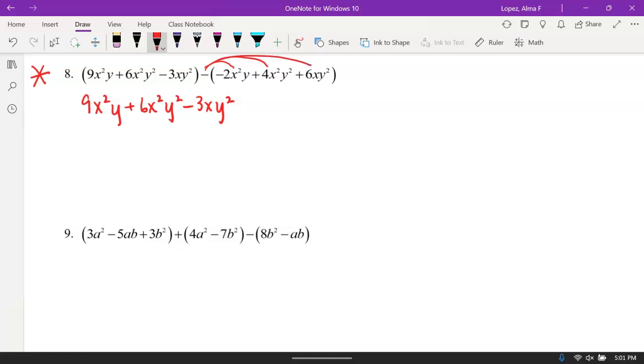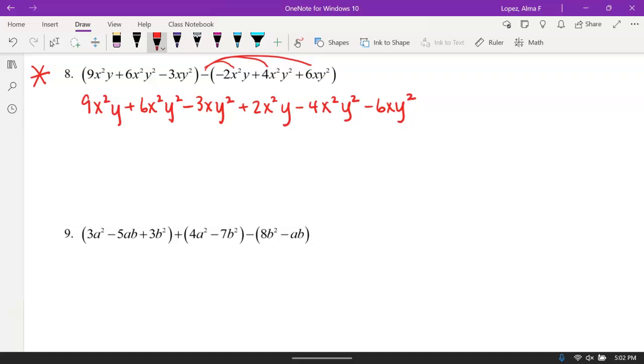A negative times a negative 2 of those is going to be a positive 2x squared y. A negative 1 times a positive 4 of those is going to make a negative 4x squared y squared. A negative 1 times 6 of those is going to be a negative 6 of those. And really the only thing that changes sign is that lead coefficient.